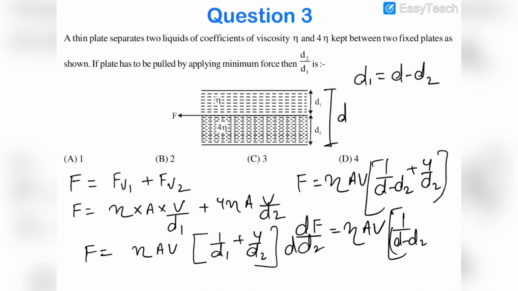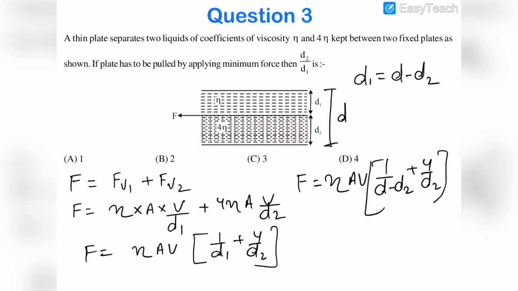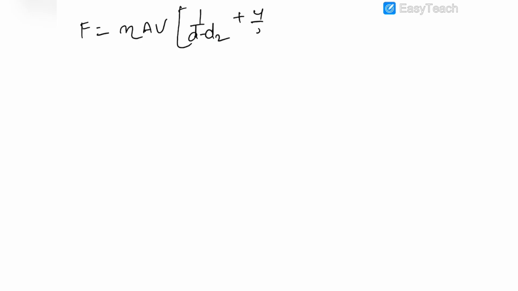And let us do it on the next page. Let us write down the expression on the next page. So F is equal to eta A V into 1 upon d minus d2 plus 4 upon d2. So dF by dd2 will be eta A V into differentiation of this one.